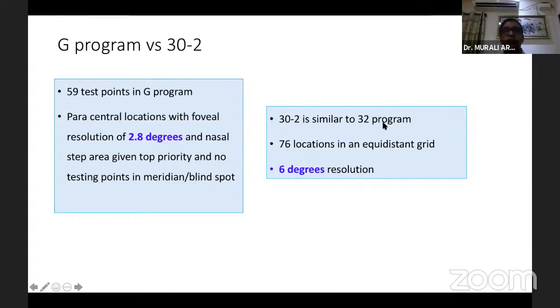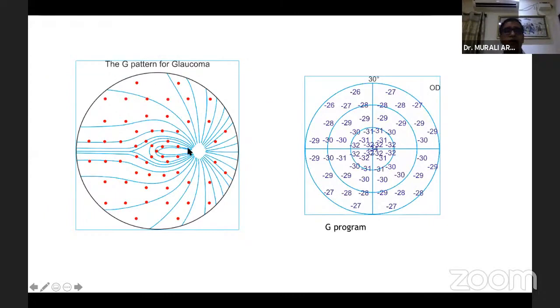The 30-2 is equivalent to the 32 program, the Octopus, 76 equidistant kind of 6-degree resolution testing points. So somebody was asking about foveal threshold. You don't need foveal thresholding because the G program has a foveal resolution of 2.8 degrees as compared to a 30-2. So this is the G pattern testing pattern for glaucoma. And you can look at the close clustering in the center. You can look at the arcuate pattern of testing. This is very specific for glaucoma, unlike the 24-2 and the 30-2.